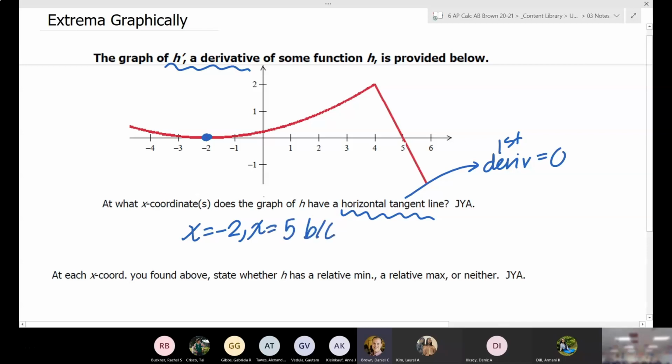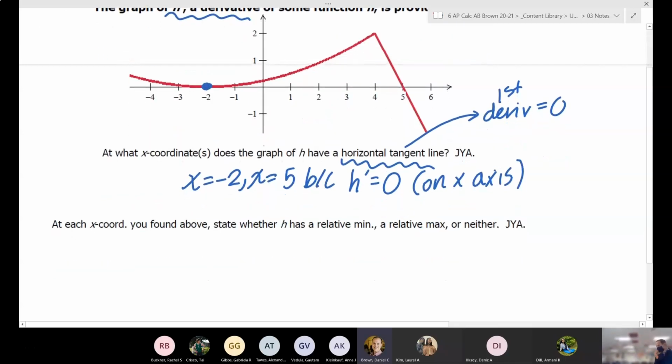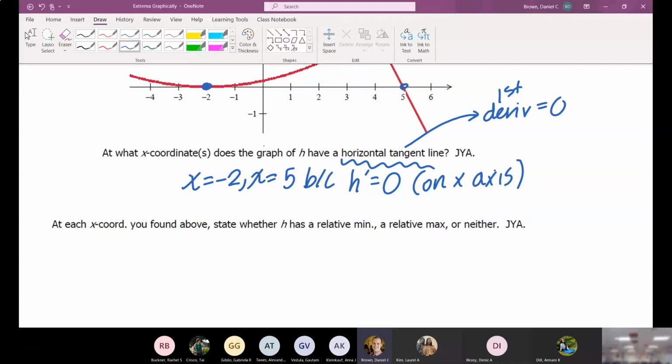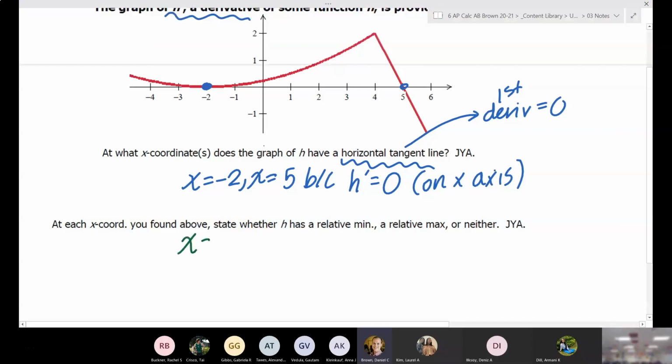My reasoning would be because h prime is equal to 0 there. It's on the x-axis. And so then at those two x coordinates, we can classify those technically as relative minimums or relative maximums. So these are basically our two critical points that we have on the graph. So let's classify them now as a relative minimum and as a relative maximum.